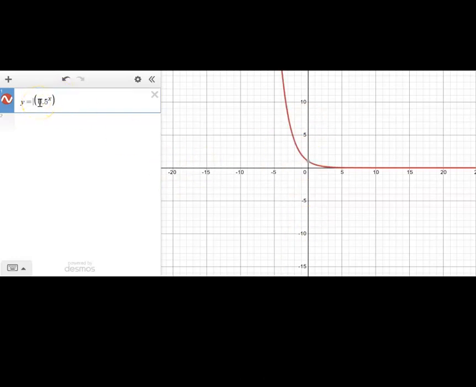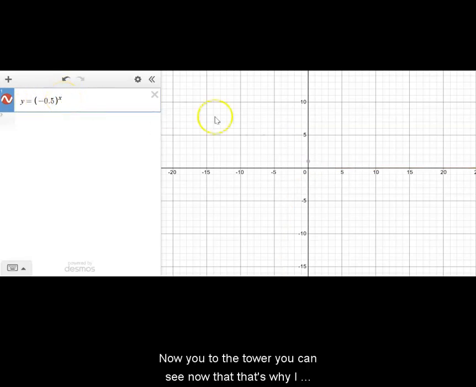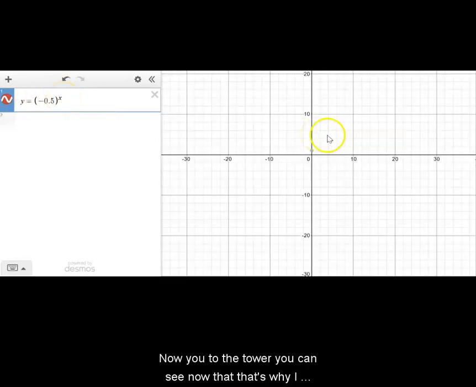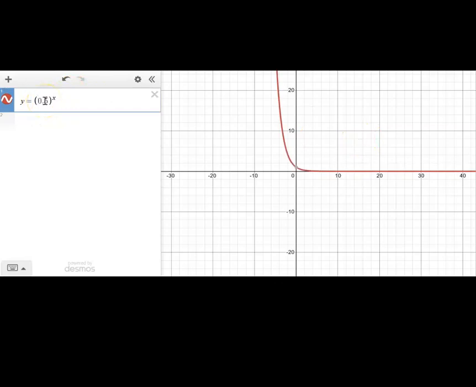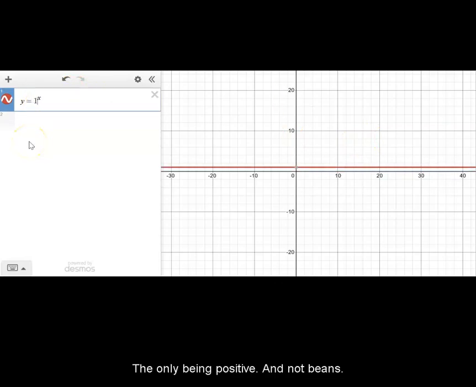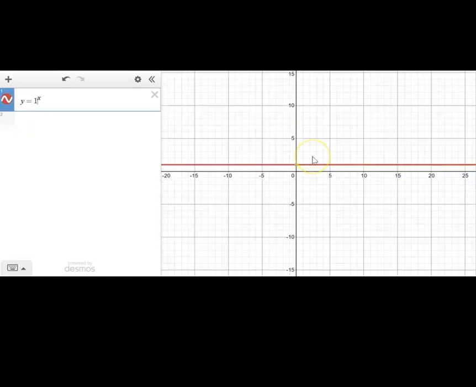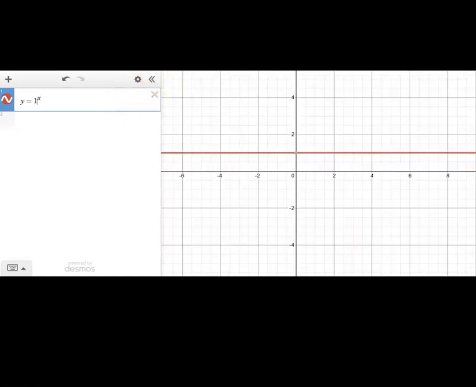However, when we have it inside here, a negative value to the power, you can see now that Desmos, I broke Desmos, right? It's not working anymore. Okay, so we restrict this to only being positive and not being 1. Okay, so that's how that works.